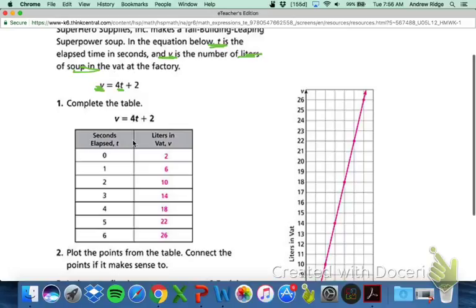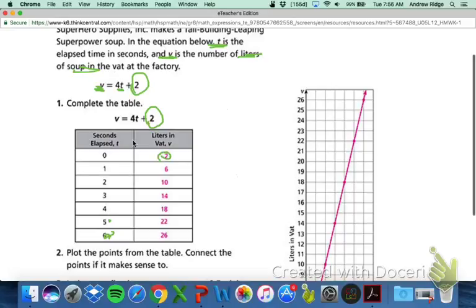So when we look at the table, we're going to have time in seconds. So here we have 0 seconds, 1 second, 2 seconds, 3 seconds, 4 seconds, 5 seconds, 6 seconds, right? Now, after 0 seconds, all you have is 2. Where do we see that? Right here, right? That plus 2 means that whatever else happened, the vat started with 2 liters in it. So after 0 seconds, it has that 2 liters there, right?